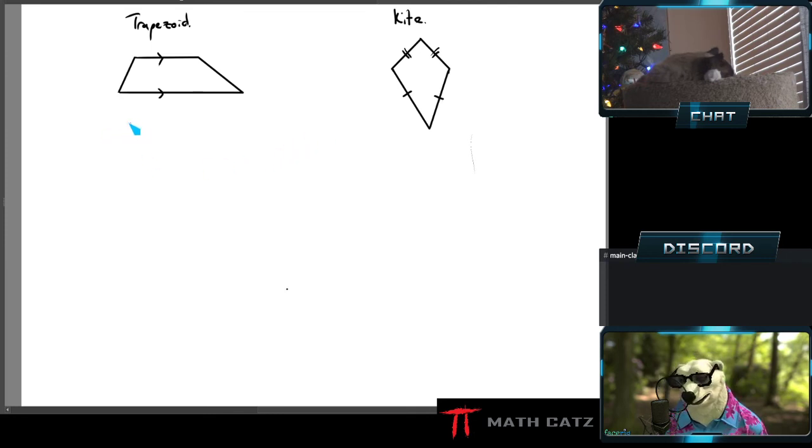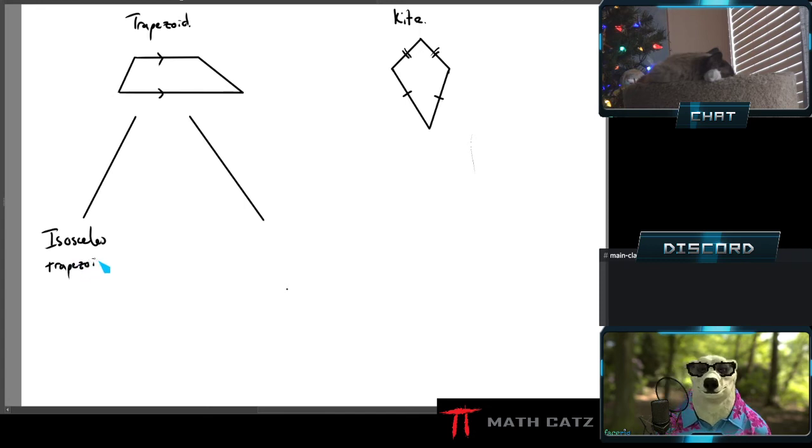Then I can say, let us split the trapezoid into two more specific kinds of trapezoids. First one is not that common, but sometimes people mention it. It's certainly the least common of all of these that I'll draw. Isosceles trapezoid. Now I understand what an isosceles triangle is. So an isosceles trapezoid is a trapezoid which has these other two sides the same length.